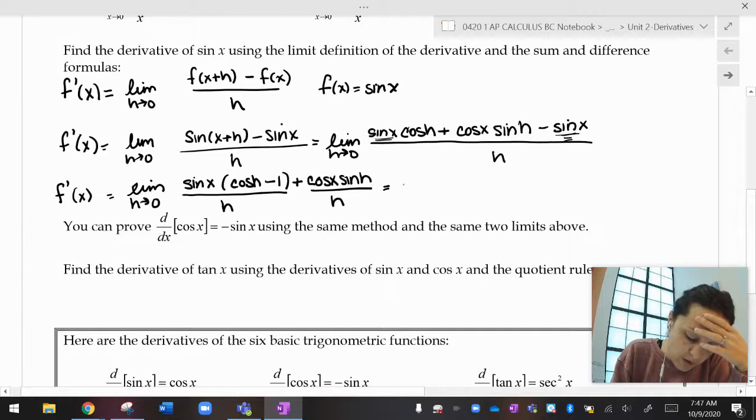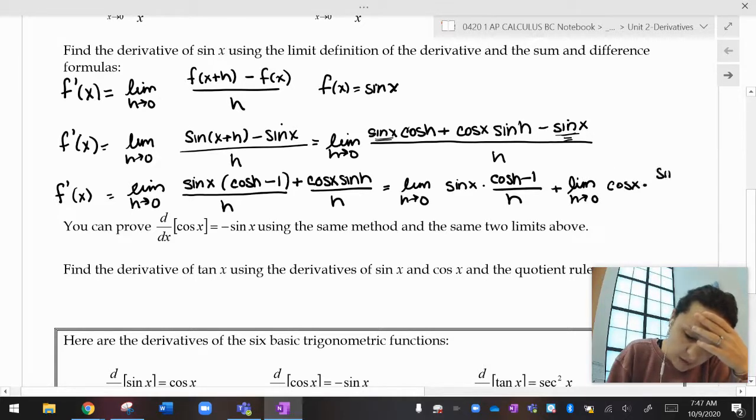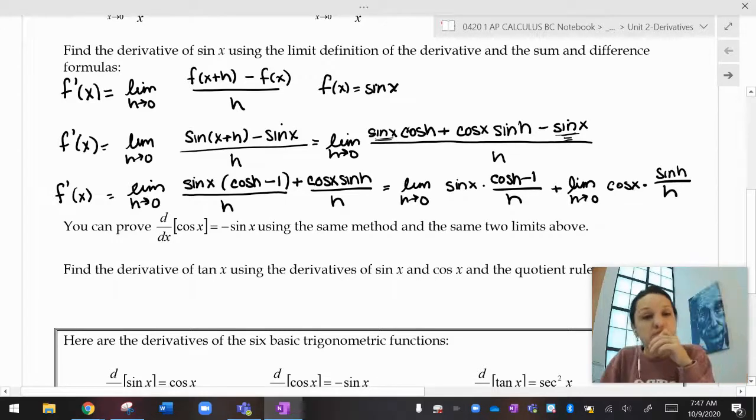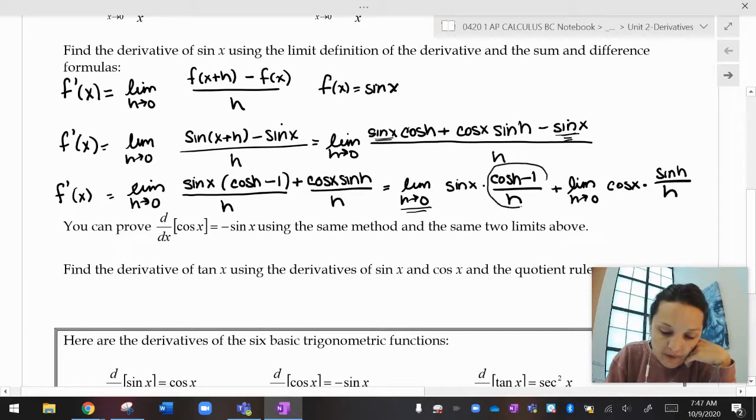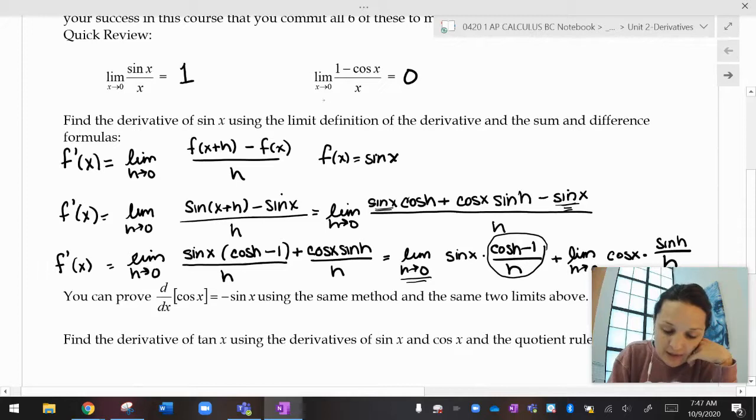I am going to rewrite this as the limit as h approaches 0 of sine x times cosine h minus 1 over h, plus the limit as h approaches 0 of cosine x times sine h over h. I can do that. And then I'm going to realize as h approaches 0, this limit is this one from up here. So this limit equals 0.